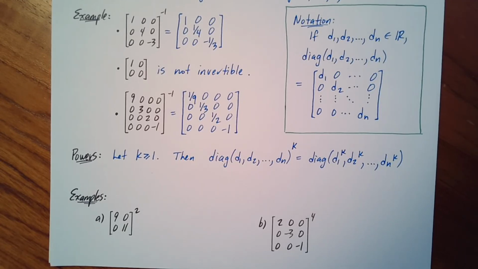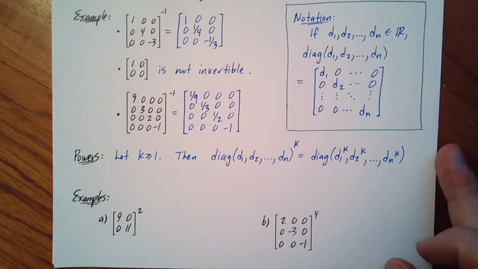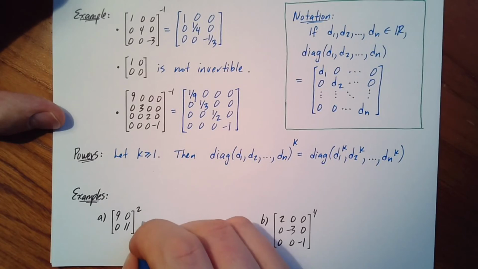Okay, and that's really nice. That's not how you raise a matrix to a power in general. This is very, very nice that it works out this way for diagonal matrices, but don't expect this to work for other types of matrices. But let's look at a couple of examples of applying this here.